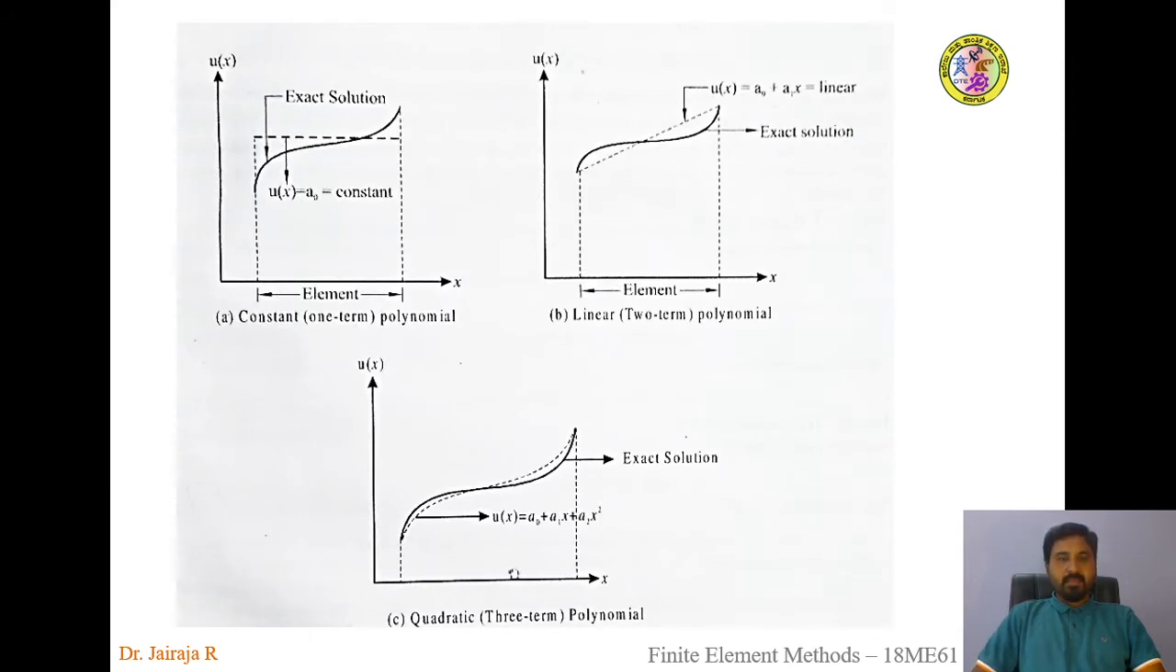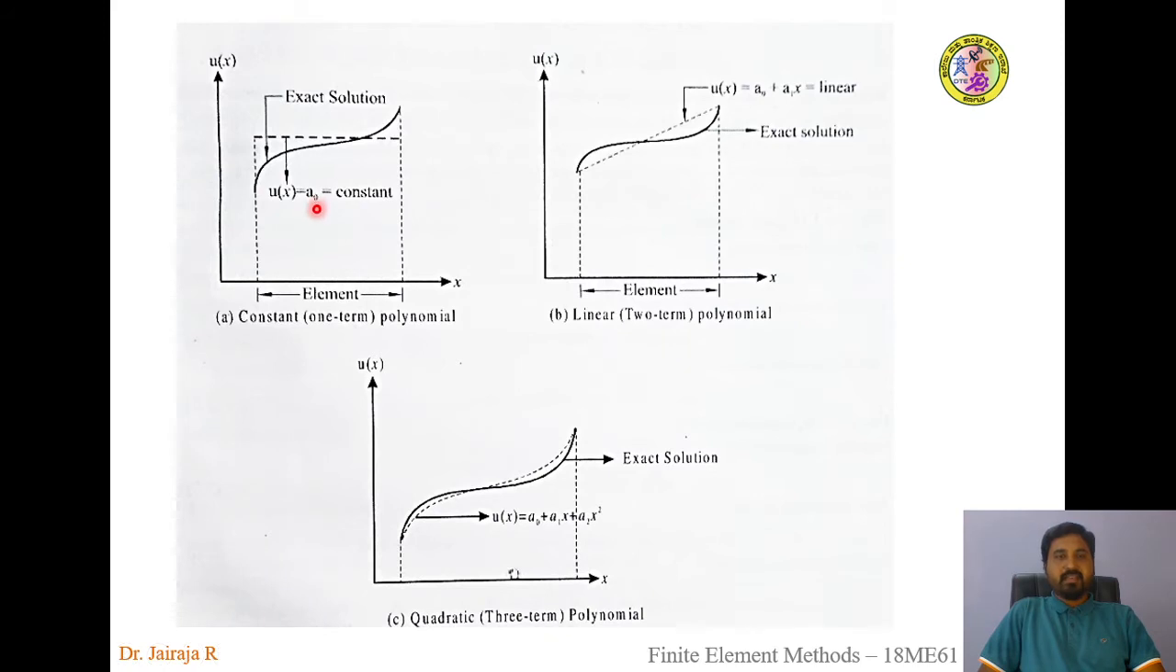Here three types of polynomials are considered: constant polynomial, linear polynomial and quadratic polynomial. Here the continuous line is the exact solution, and the dotted line is the FEM solution from the polynomials.